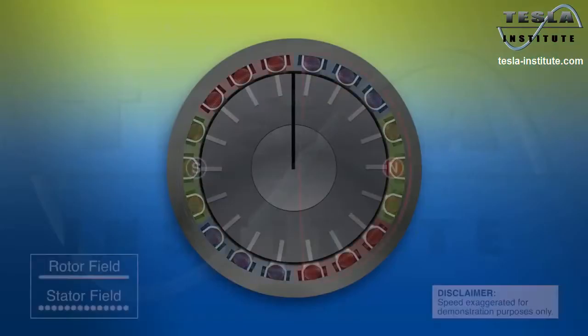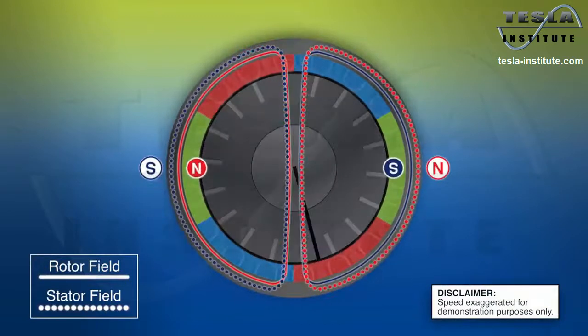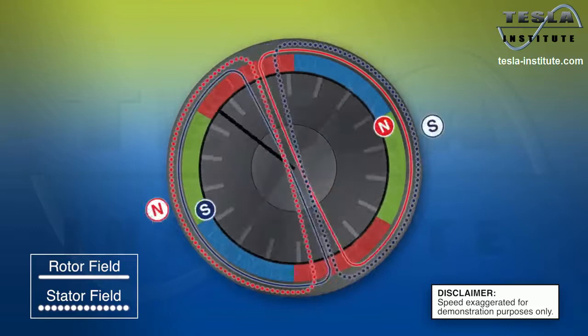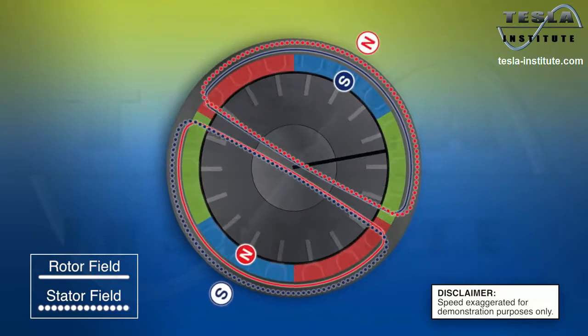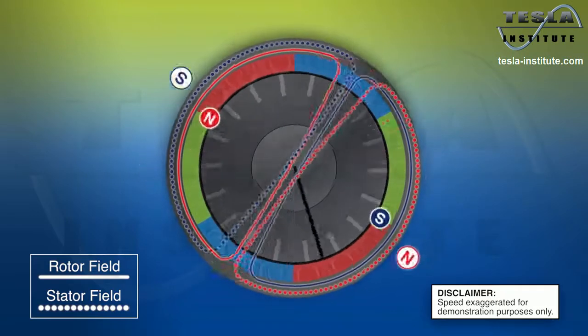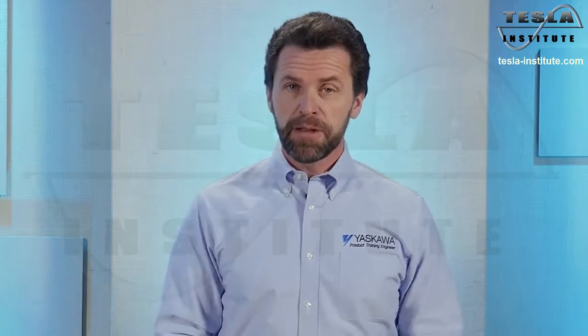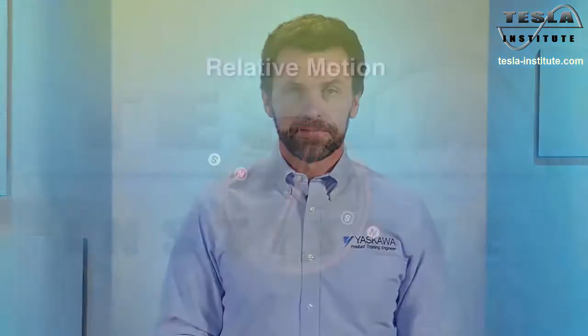So, the rotor's magnetic field opposes the stator field, which causes it to repel from like poles and attract to opposite poles. This causes a constant chase as the rotor is attracted and repelled by the rotating magnetic field of the stator. We've covered the stator and the rotor, and we have seen how each has their individual function in the induction process. But for induction to take place, there's a third element needed, and that's relative motion.